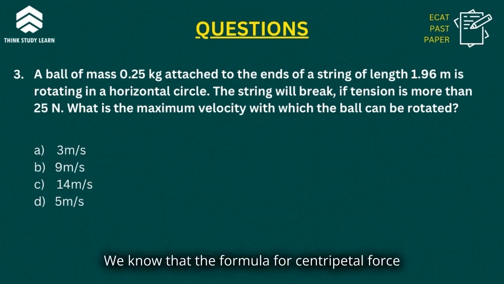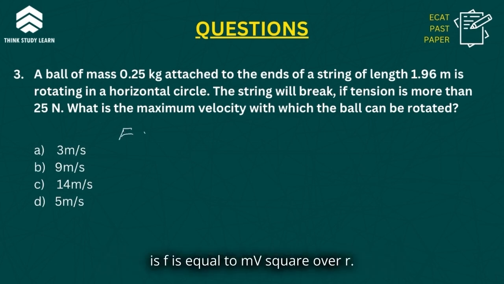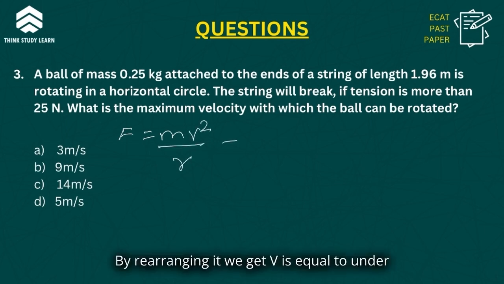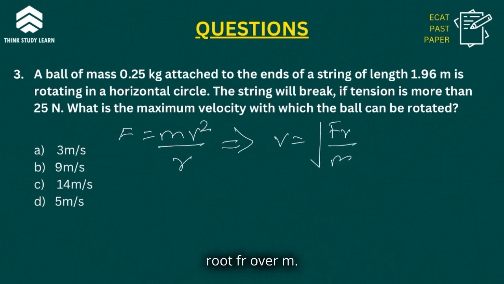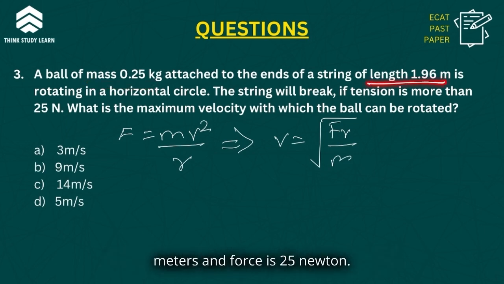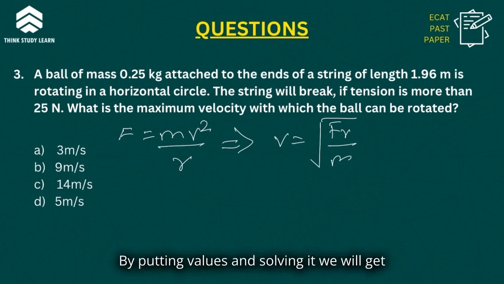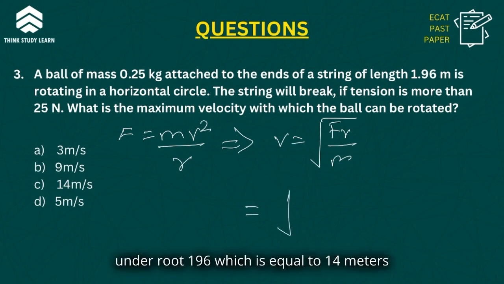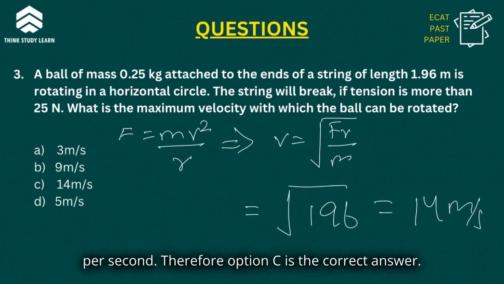We know that the formula for centripetal force is F is equal to mv square over r. By rearranging it, we get v is equal to under root Fr over m. From the formula, we know that mass is 0.25 kg, length is 1.96 meters, and force is 25 newtons. By putting values and solving it, we will get under root 196, which is equal to 14 meters per second. Therefore, option C is the correct answer.